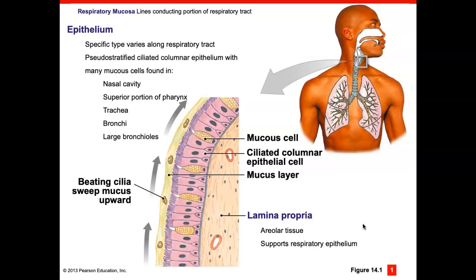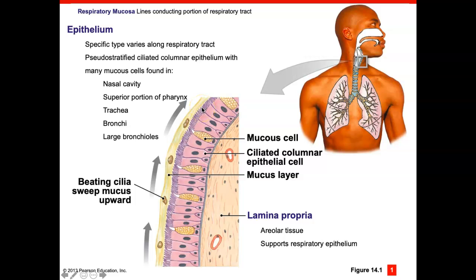Specific epithelium, respiratory mucosa, lines the conducting portion of the respiratory tract. You may remember pseudostratified ciliated columnar epithelium is found in quite a few areas. There are mucus cells called goblet cells that produce mucus. There are cilia that are waving to bring particles up so that they can be swallowed.